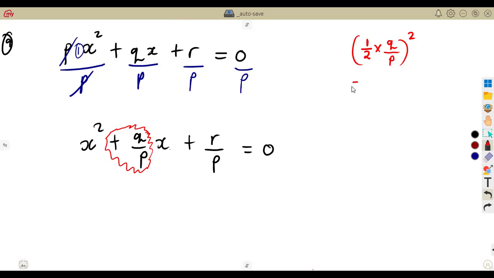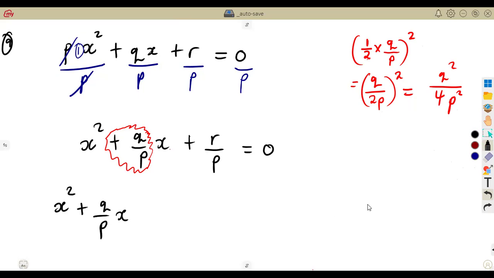So what are we going to have from this one? That's half of q, just multiply 1 times q. That's q over 2 times p, which is 2p. So that's q over 2p squared. So raising every term to the exponent of 2 is going to give us q to the exponent of 2, which is q squared, 4, p to the exponent of 2, which is p squared. All right, so this is what we are going to have. And this is supposed to be added and subtracted on our equation.